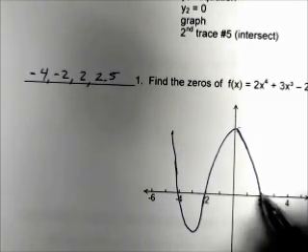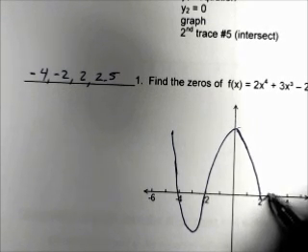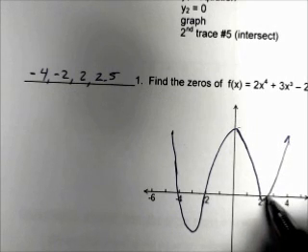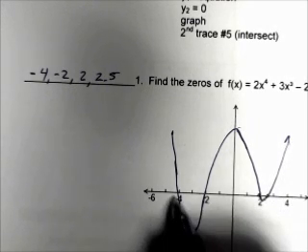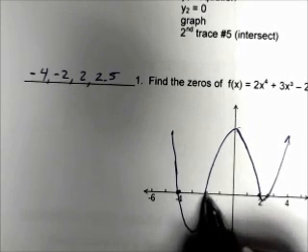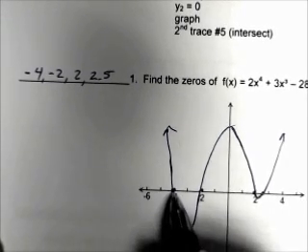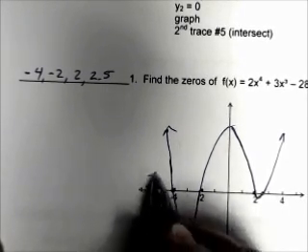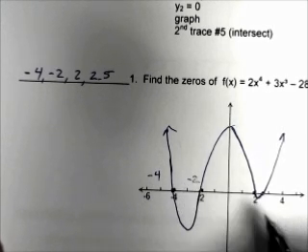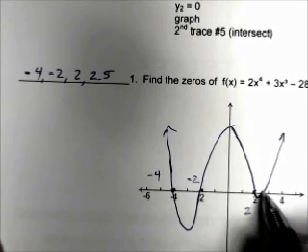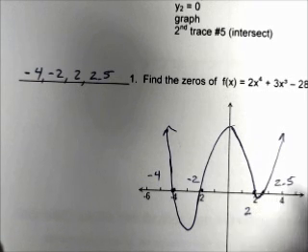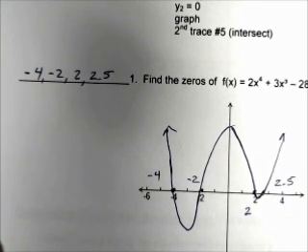So this comes down and then loops back up. All right, not such a nice graph, but it'll do. Our x-intercepts are -4, -2, +2, and +2.5. So those are our solutions, our zeros.